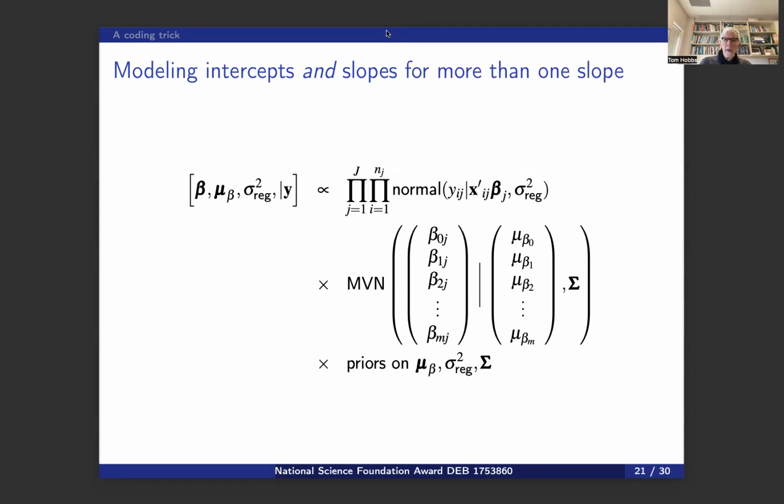Now, what if we have intercepts and slopes for more than one slope? Well, if we have m slopes in our model so that the coefficients go from beta 0 to beta sub m, we simply have a larger vector. We have a larger vector of coefficients in the model, but otherwise the model is precisely the same.